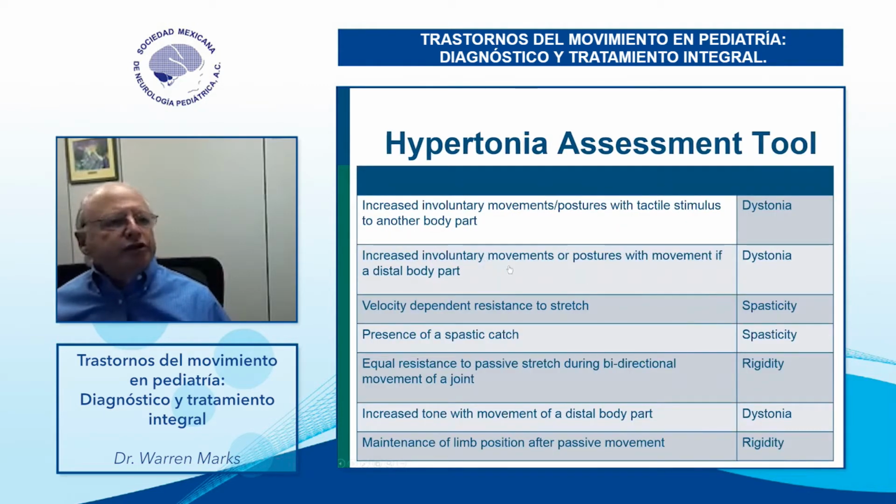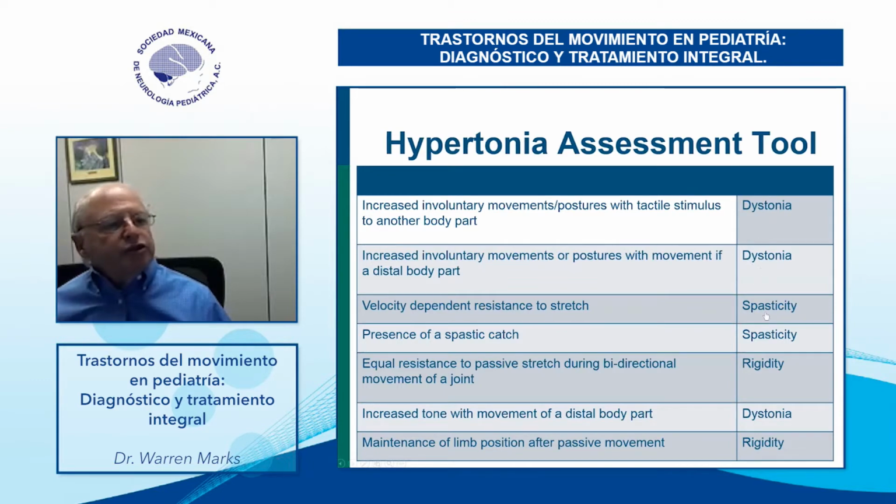The hypertonia assessment tool developed by John Mink and others is a very useful way of sorting through whether you have dystonia or spasticity or rigidity or some mixture of both. There are just 7 points on the scale, and you look at each point and say yes or no. If it's a yes, then you get credit for whatever the movement or tone is that you're looking at. So for the first one, increased involuntary movements with postures or touching of another body part, that's indicative of dystonia. So that would be a yes if it's there.